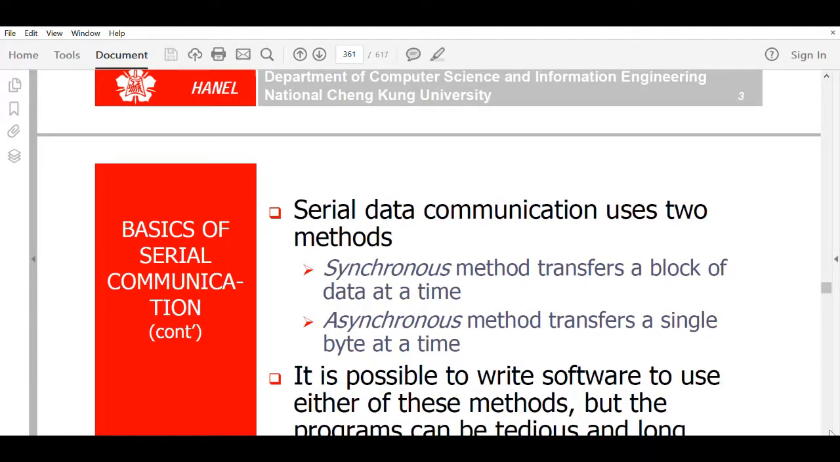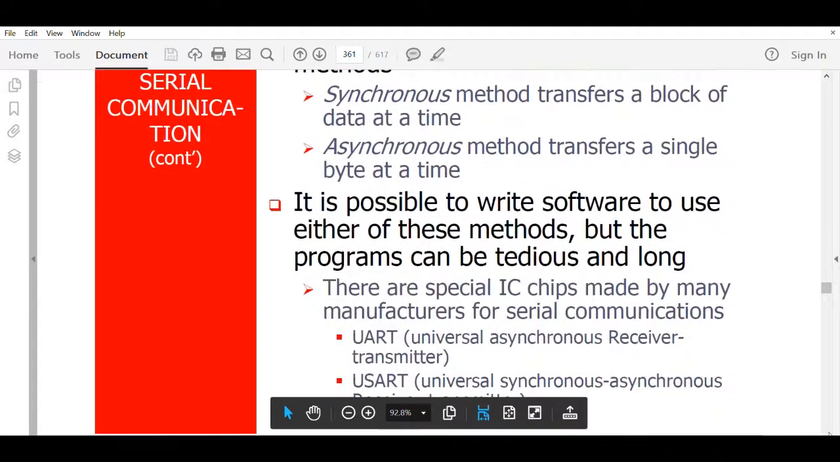So the serial communication uses two methods. One is the synchronous and the other is the asynchronous. So we know what synchronous is and what asynchronous is. In synchronous, it transfers a block of data at a time, and in asynchronous, it transfers a single byte at a time. So it is serial, it will be transmitted bit by bit only, but even bit by bit, whether it is transmitting one byte at a time or many bytes or blocks of data at a time, that will decide on whether we are using synchronous or asynchronous method in serial communication.